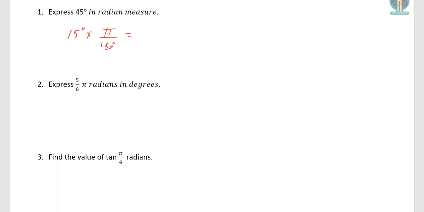Now 15 and 180. Oh no, not 15. I'm sorry. This is 45. 45 degrees. Where did I get 15 from? So 45 degrees times pi over 180 degrees. So 45 divided by 45 is 1, 180 divided by 45 is 4. And then the degrees go away, and we end up with the radian multiplication. So we end up with pi over 4 radians.